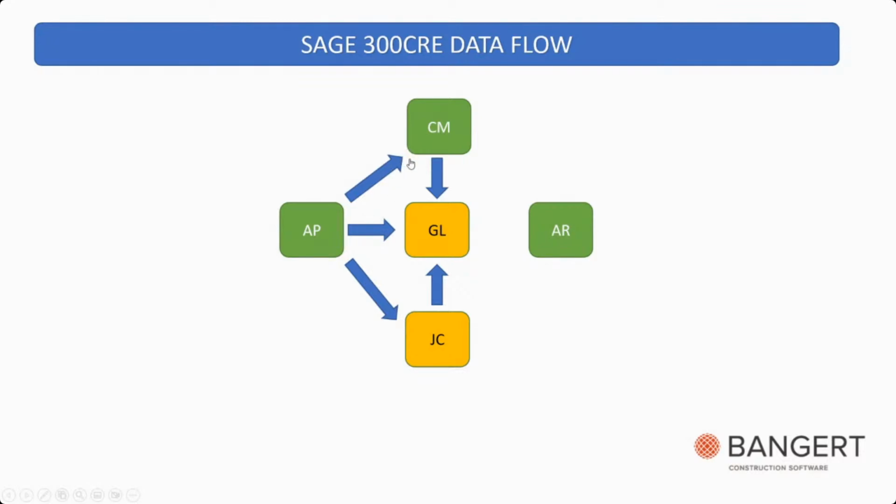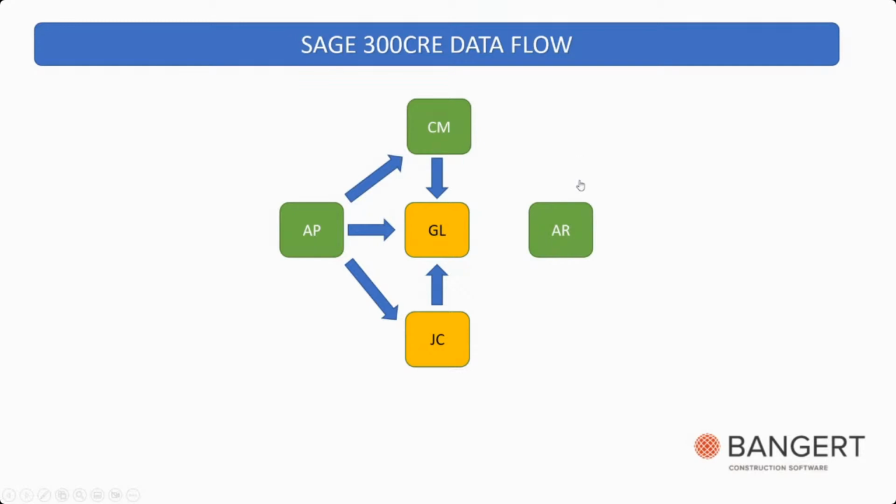And as you're going to see during this demonstration, there are multiple places where these entries can get stopped for various reasons. So it's important to know the data flow and where to look when those items happen. And the same goes for the accounts receivable side.